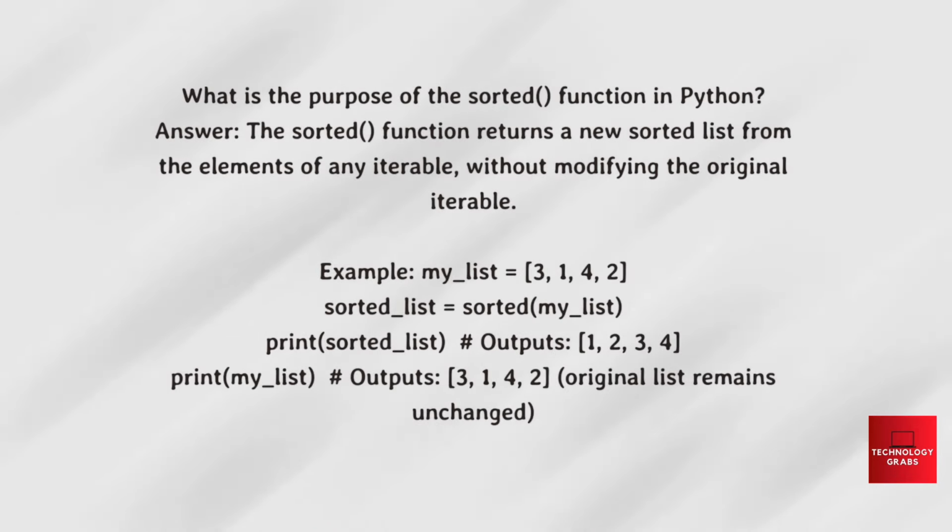What is the purpose of the sorted function in Python? Answer: the sorted function returns a new sorted list from the elements of any iterable, without modifying the original iterable. Example: my_list = [3, 1, 4, 2]; sorted_list = sorted(my_list); print(sorted_list) outputs [1, 2, 3, 4]; print(my_list) outputs [3, 1, 4, 2]. The original list remains unchanged.